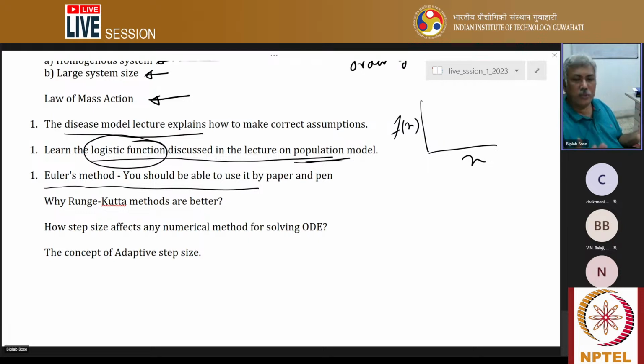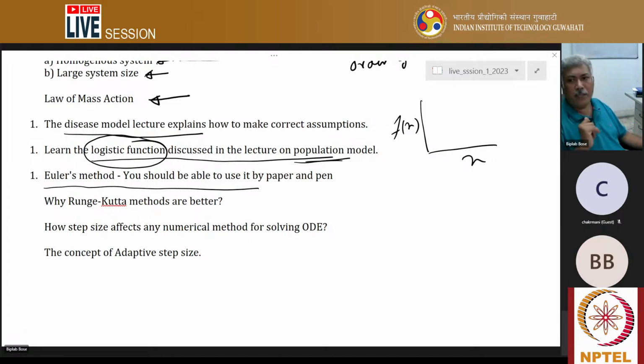So how do we do that? One almost 300-year-old method is called the Euler's method, and in first week's lecture, I have discussed thoroughly, step by step, how to implement Euler's. Euler's method is very old, but it's very easy to understand and very easy to implement even by paper and pen, right? So what I will insist, please practice solving ODE using Euler method by paper and pen.